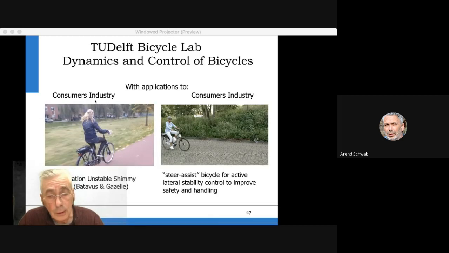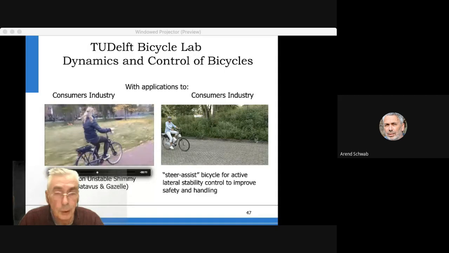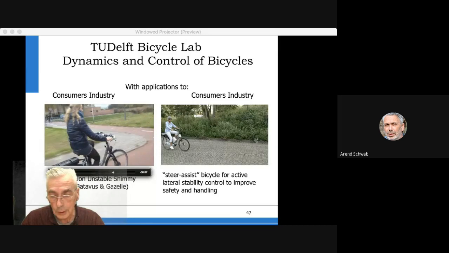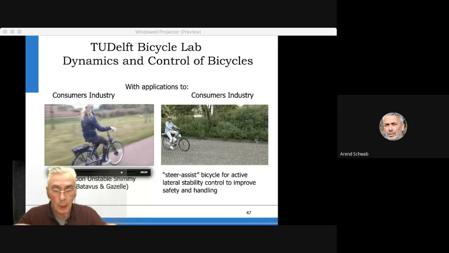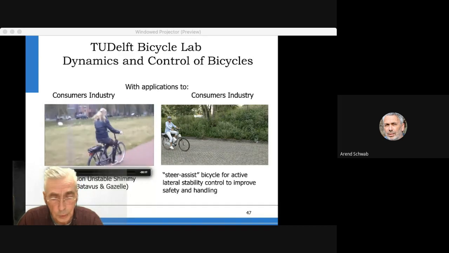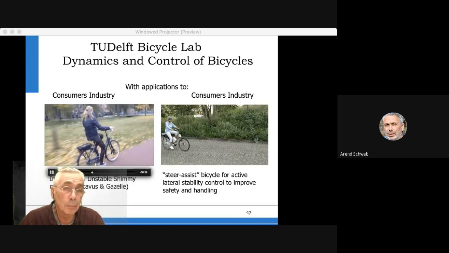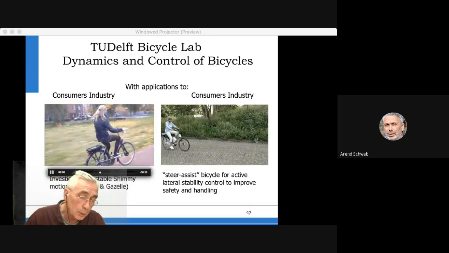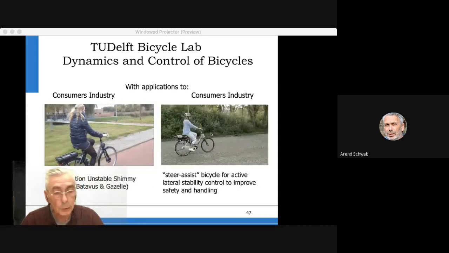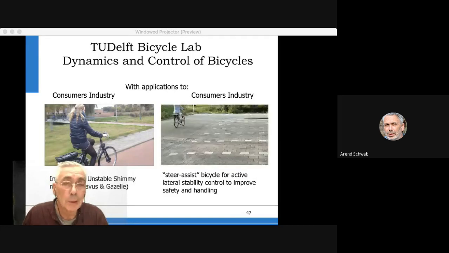Then again, in the consumer industry, with the e-bikes, we have this step-through frame, and they show this very unstable shimmy behavior. So if you let your hands go of the handlebar, then suddenly you have this high-frequency behavior. Race cyclists, elite cyclists know this also. And we were able to make a design tool so that designers can build a bike, design them, which is then shimmy-free. On the other hand, for the consumer industry, we say, well, if people cannot stabilize the bike, why don't we let the bike stabilize itself?